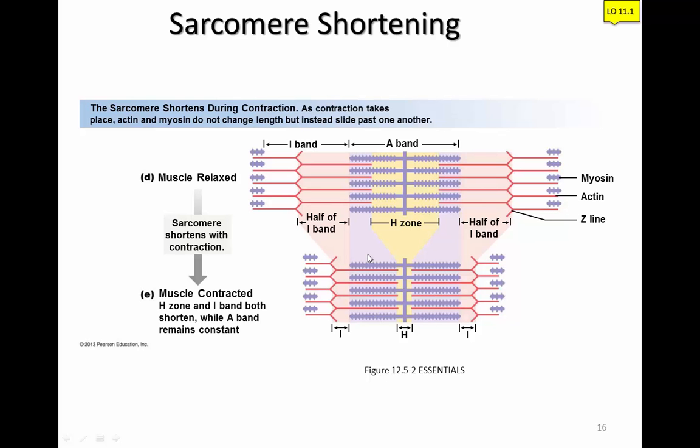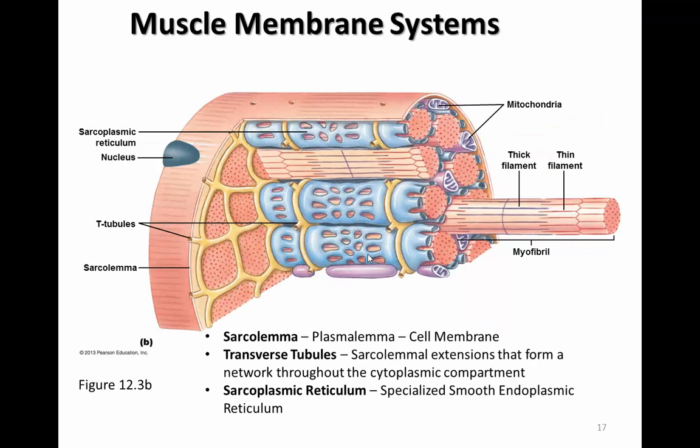Now let's see if we can move on and describe a little bit about why this occurs. Go back to our membrane systems. We have the sarcolemma or plasmalemma, that's the muscle cell membrane, the transverse tubules, which move through the center of the muscle cell, and then the sarcoplasmic reticulum. These are all integral elements.